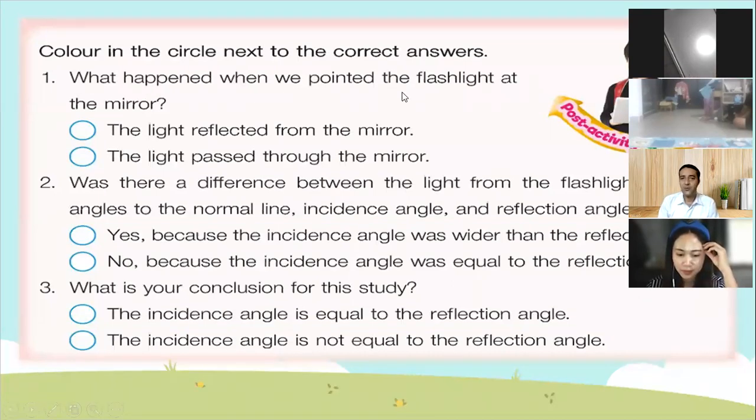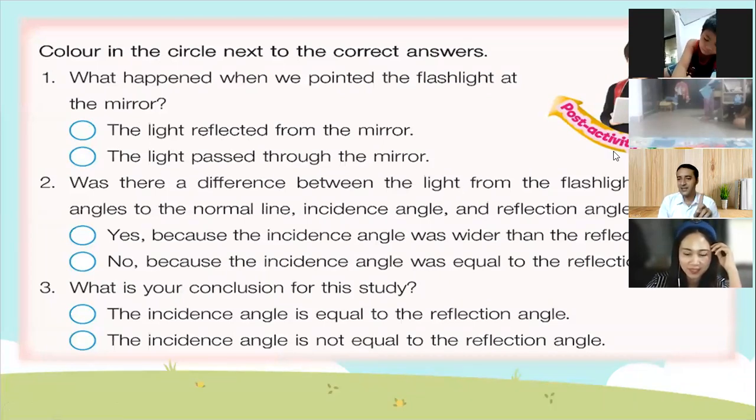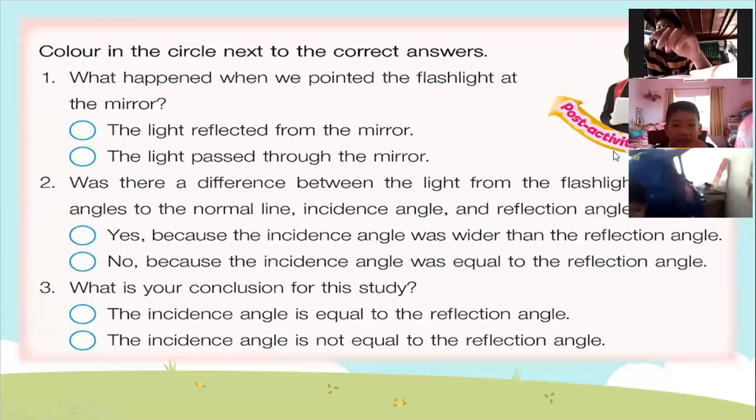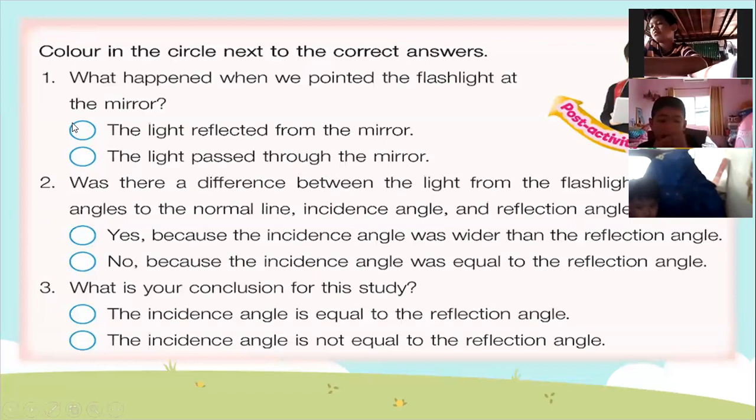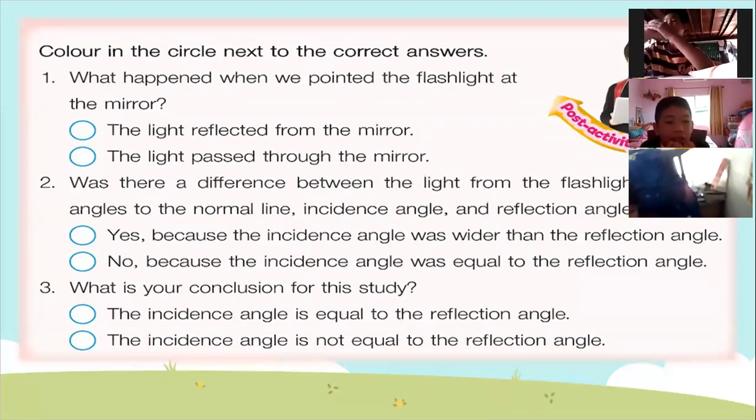All right, now we have some more questions. What happened when we pointed the flashlight at the mirror? Option 1, the light reflected from the mirror. Option 2, the light passed through the mirror. Let me ask one student. Matum, what happened when we pointed the flashlight at the mirror? The light reflected from the mirror or the light passed through the mirror? I think the light passed through the mirror.